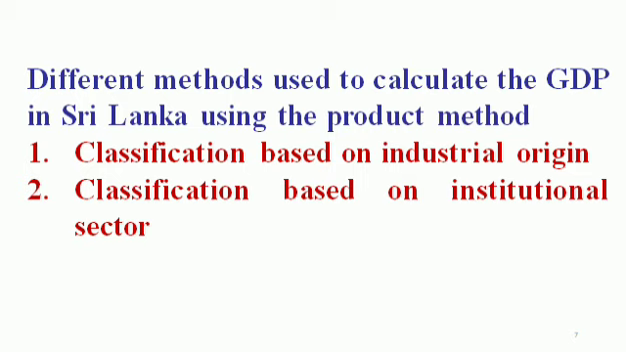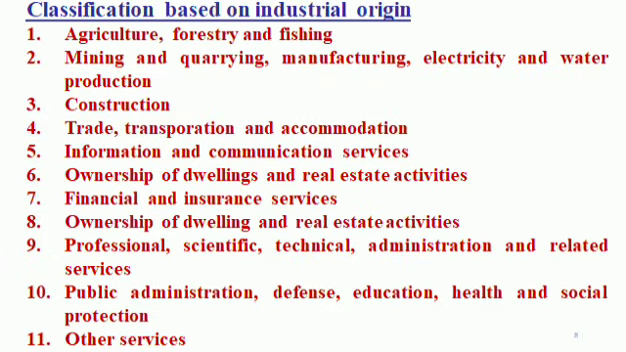So understanding what is included in the production boundary and what is not will help us understand the calculation of gross domestic product. In Sri Lanka, there are two methods used in the product method. So that is classification based on industrial origin and classification based on institutional sector. Here we have the classification based on industrial origin like agriculture, industry and services. What you see is a further subdivision of these three main sectors to 11 other subsectors.